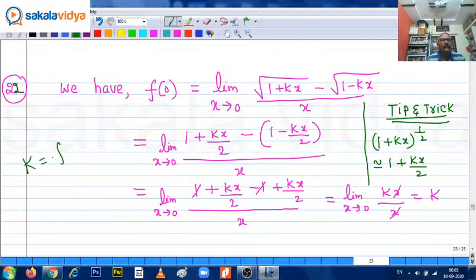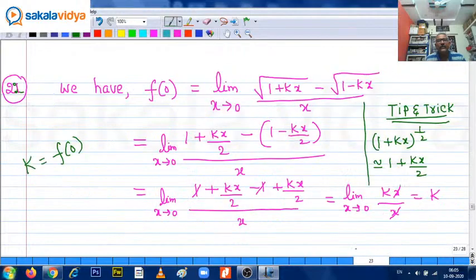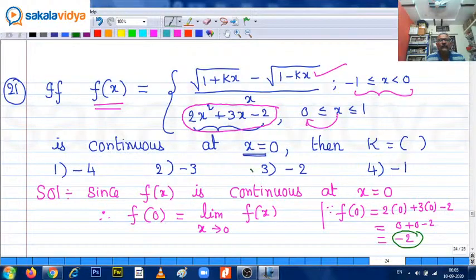That means k equals f of 0. See, what is f of 0? f of 0 is minus 2. Obviously, k must be equal to minus 2. Third option is the right option.